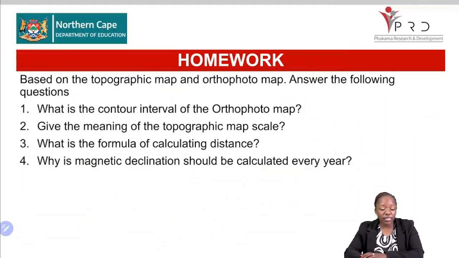Then we proceed, we are looking at our homework for today. Homework for today, it says, based on the topographic map and the orthophoto, answer the following questions. Number 1, what is the contour interval of the orthophoto map? Secondly, give the meaning of the topographic map scale. Then number 3, what is the formula for calculating a distance? Then number 4, why should magnetic declination be calculated every year?